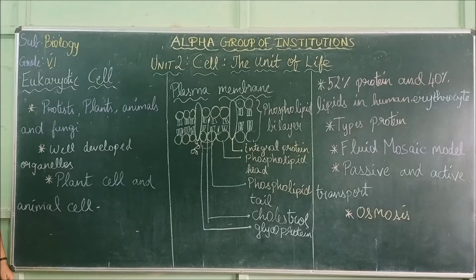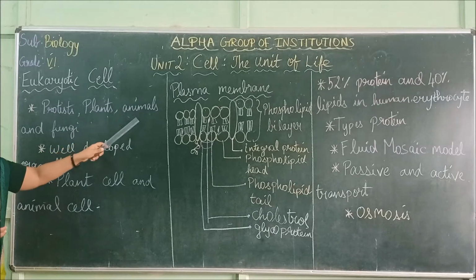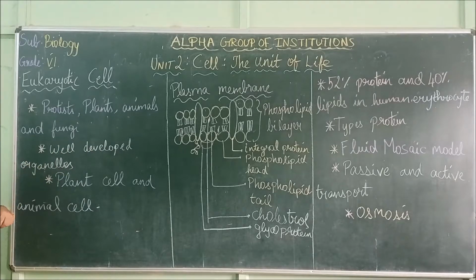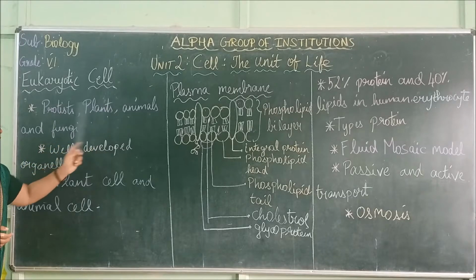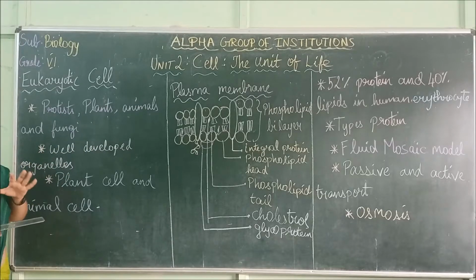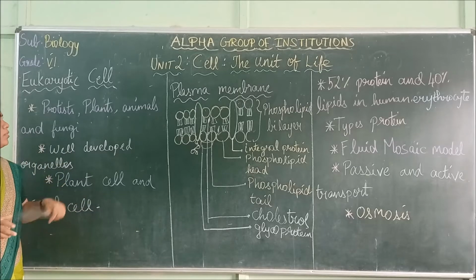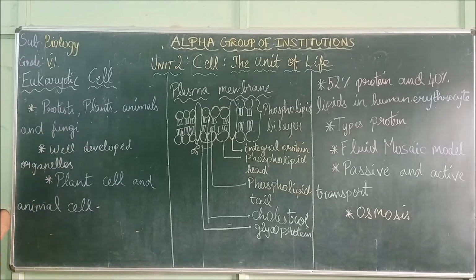Now, where will these eukaryotic cells be present? They will be present in protists, plants, animals and fungi. Protist means the Protista category, and then plants, animals and fungi. In these types of organisms, the eukaryotic cell will be present. And again, well developed cell organelles are what make a eukaryotic cell.